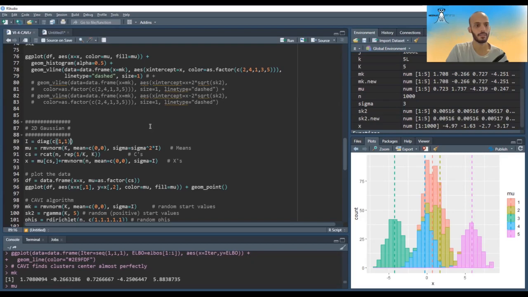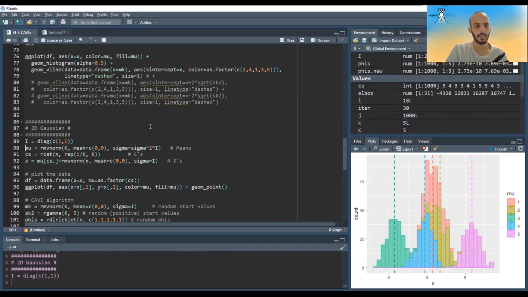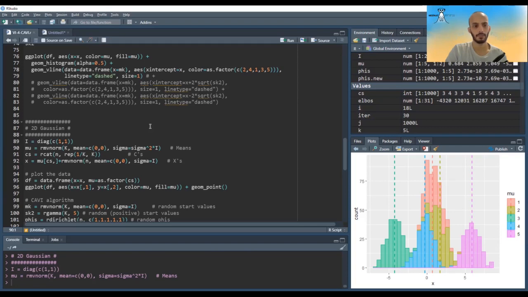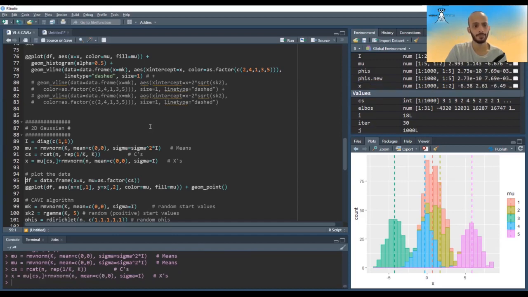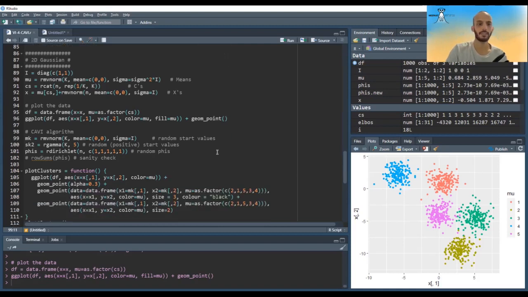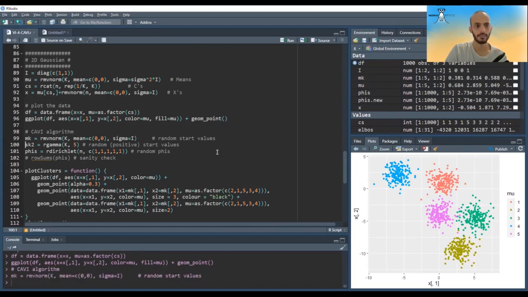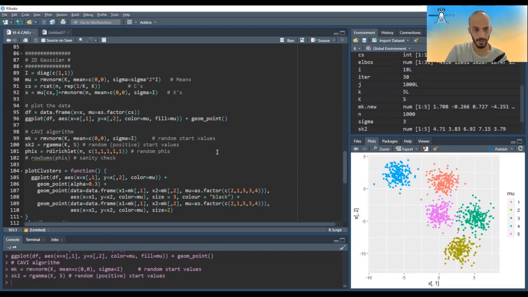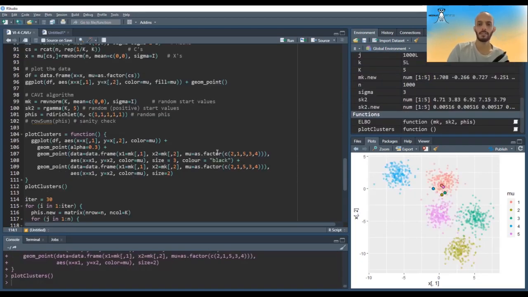And if we want to code this, let's do that. I is a diagonal matrix. Mu is now sampled from a multivariate normal. Cluster assignments are as before. X is sampled from a multivariate normal. And these are now the data points in 2D. Okay, now we use the CAVI algorithm. We sample random start values for the m_k's. We sample random start values for the s_k's. We sample random phi's. This is where the clusters are now, because they were sampled at random around 0, 0.